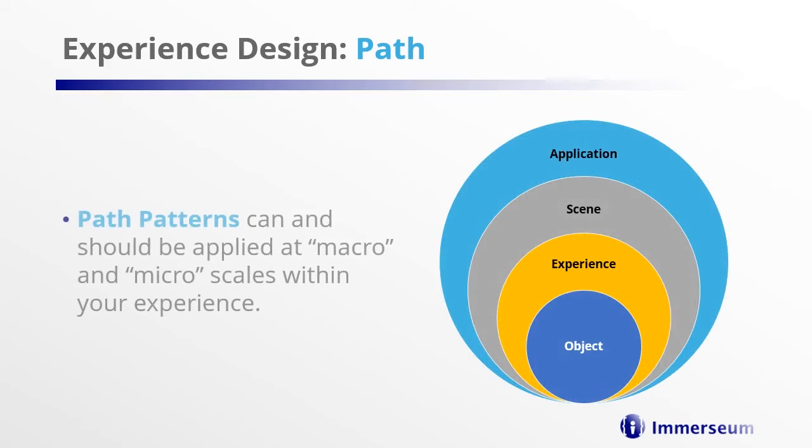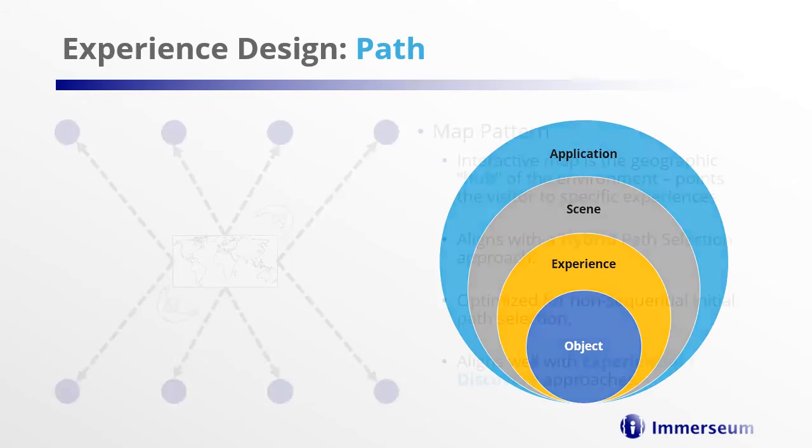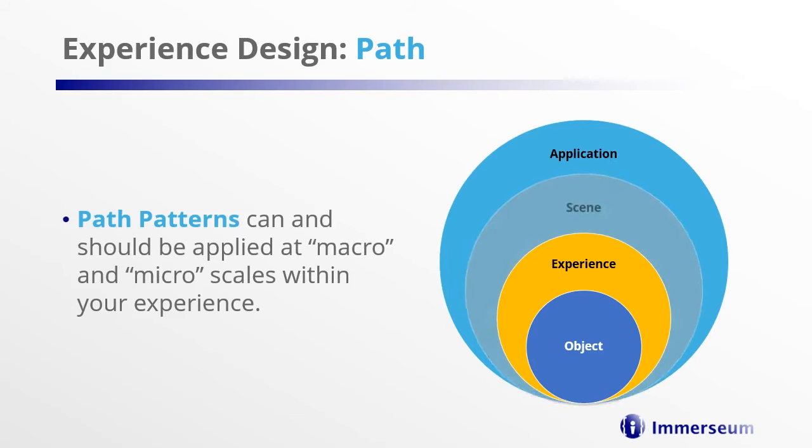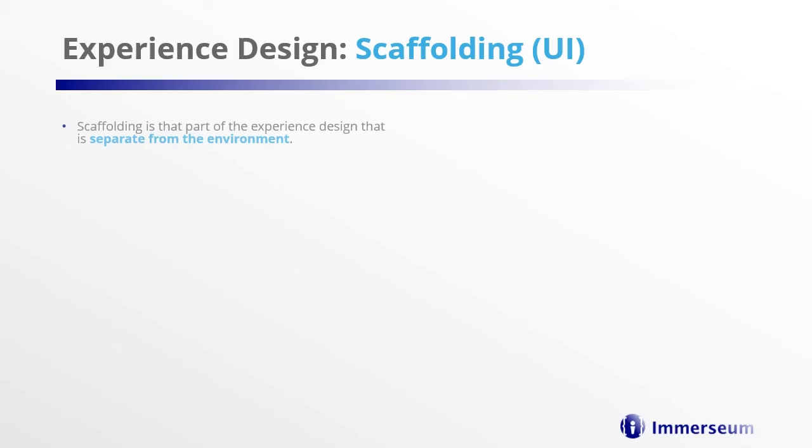Now, the important thing about path selection is that they can and should be applied at every level of your design. At the macro level, they shape how the user moves through your application. And at the micro level, it shapes how people interact with the objects in your scene. What do they pick up? What do they throw? What direction do they throw it in? And that is very, very key. At each of these stages, path selection shapes what the user does and where they focus.